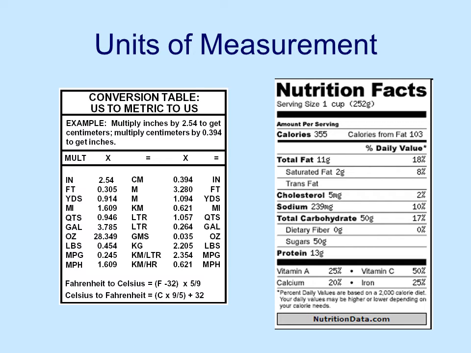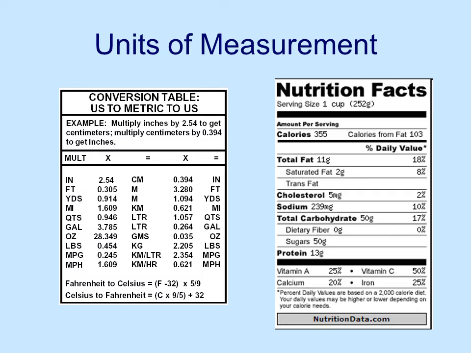Different units of measurement can be converted. We can convert inches to centimeters from the British to the metric system by multiplying by a certain number. And so we have conversions for the different values so that we can tell one from the other.